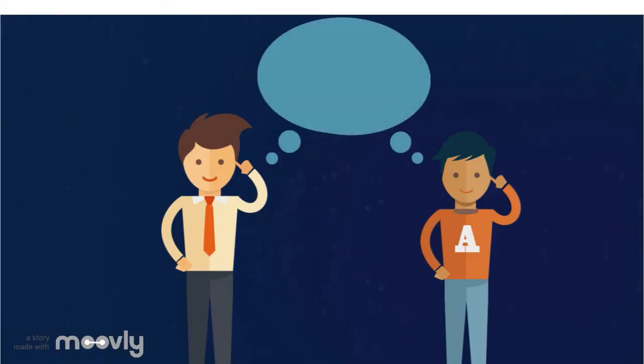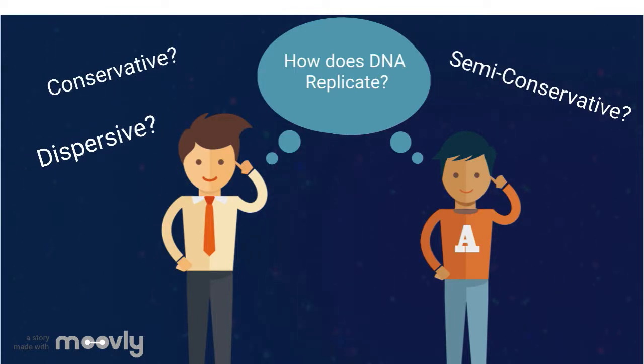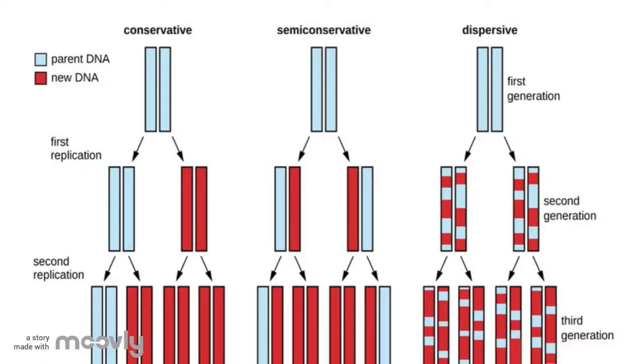1958, scientists Matt Meselson and Franklin Stahl began to ask the question, how does DNA replicate? At this time, there were three proposed models for DNA structure.